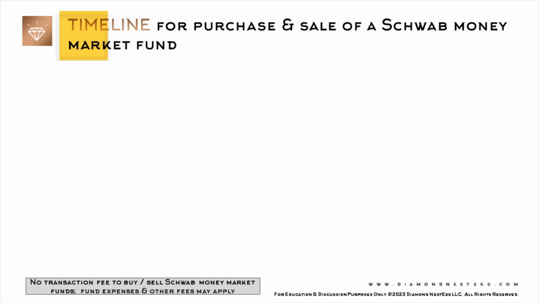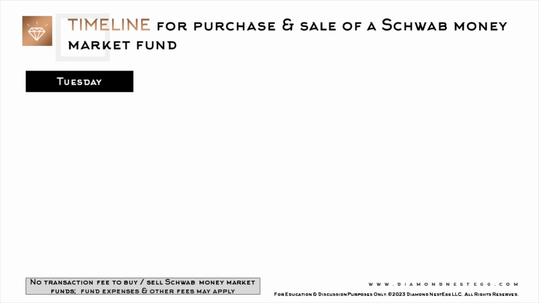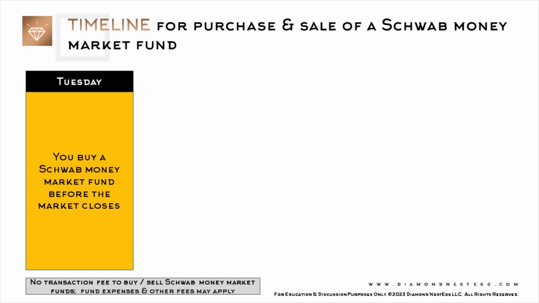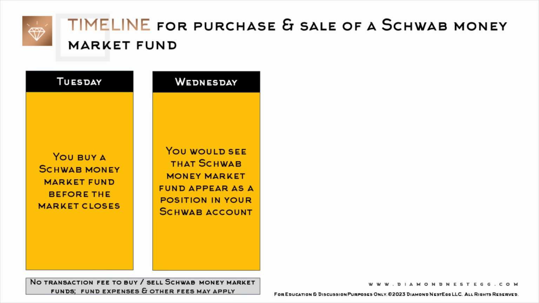Anyway, let's look at what this means in real life with a timeline for the purchase and sale of a Schwab money market fund. Say that on Tuesday you buy a Schwab money market fund before the market closes, which generally speaking on normal trading days is before 4 p.m. On Wednesday, you would see that Schwab money market fund appear as a position in your Schwab account.